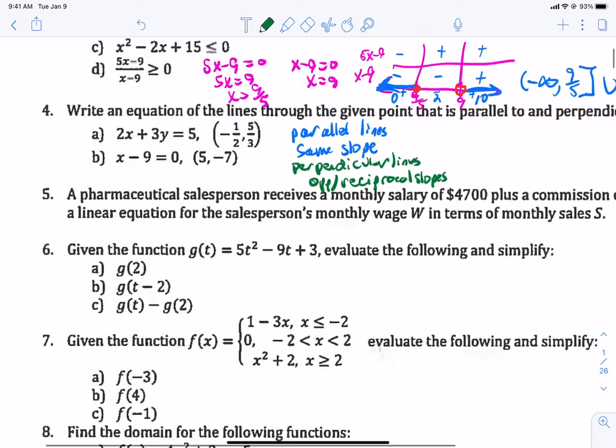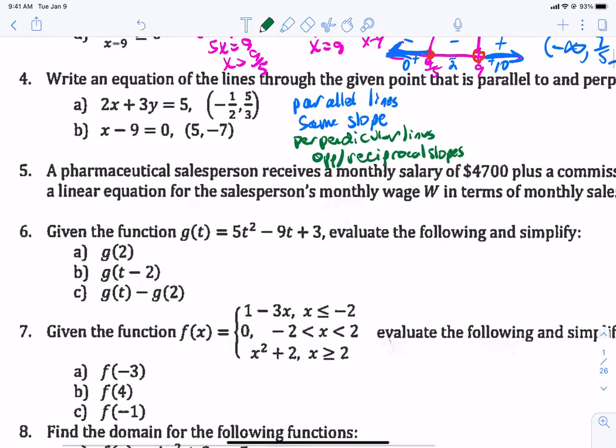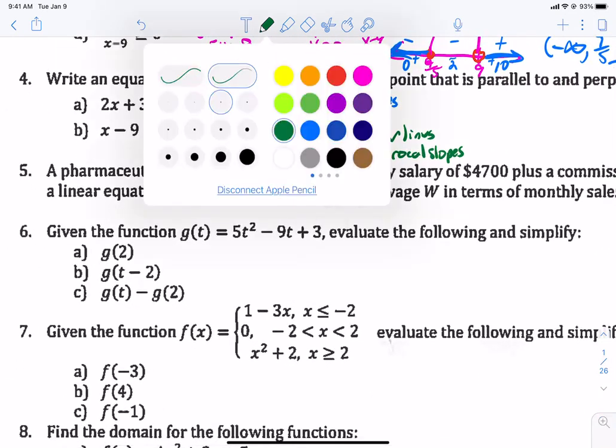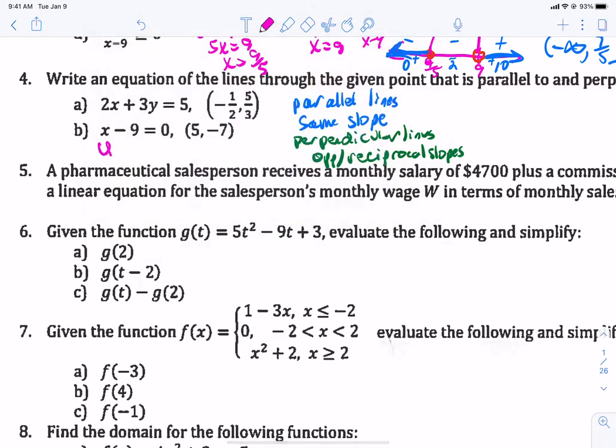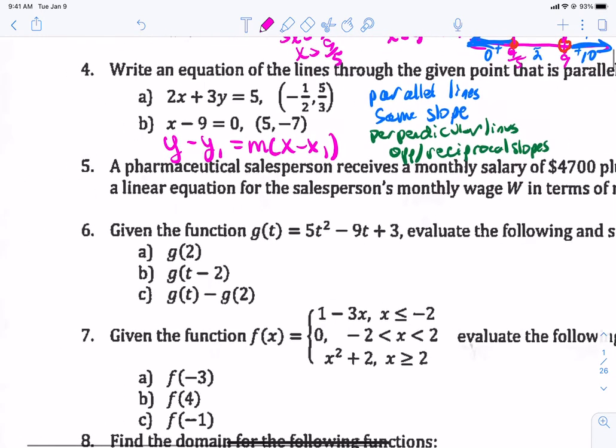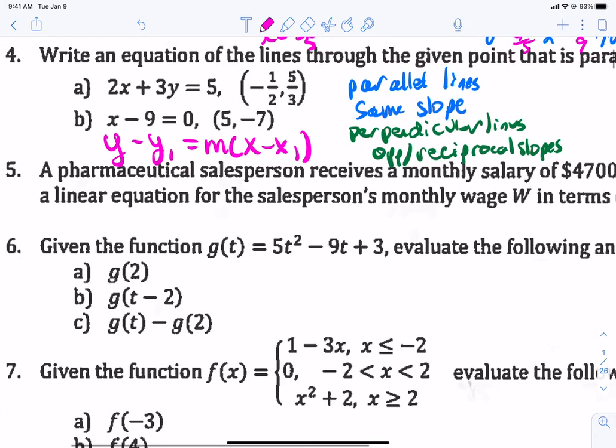Another thing for you to do this problem, number 4, you need to know the point slope formula, which is y minus y1 equals m times x minus x1. I think those are the most important things to know for number 4. Okay. So I'm only going to do one of them. Let's start with number 4.